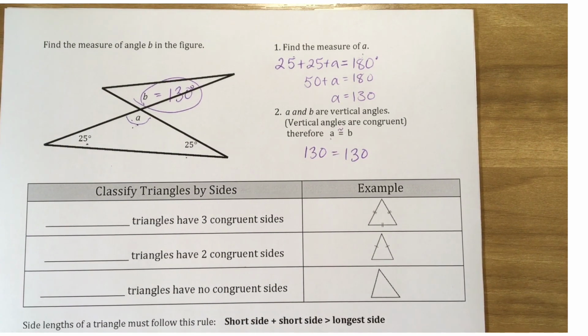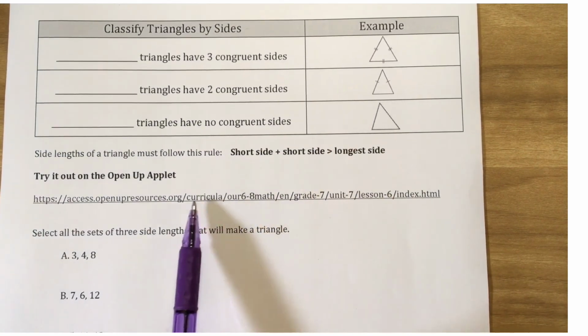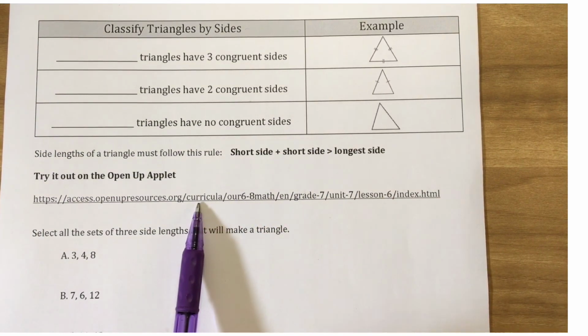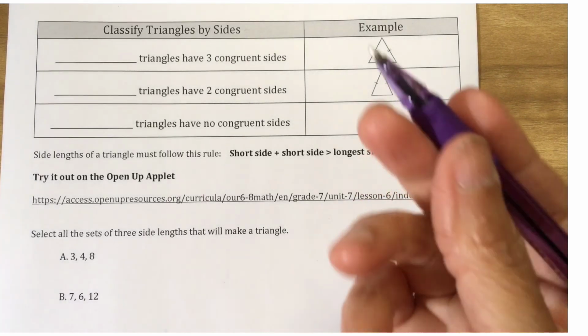Lastly, sides of a triangle. Now there's a rule because you can't just throw any three side lengths together and have a triangle. It just doesn't work that way. If you go on to the Open Up website right here, there's a link for you. You'll be able to manipulate and see what works, or you could even take Legos or whatever and see what kind of sides will make a triangle and test it out yourself.